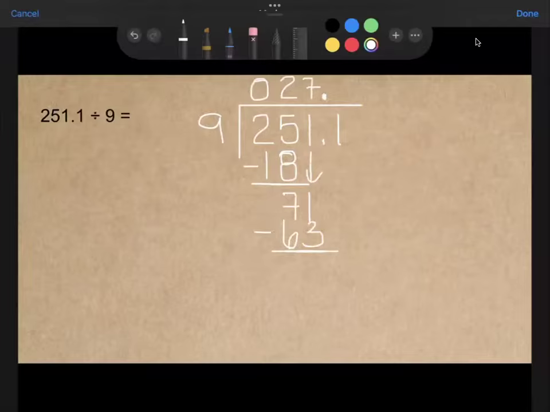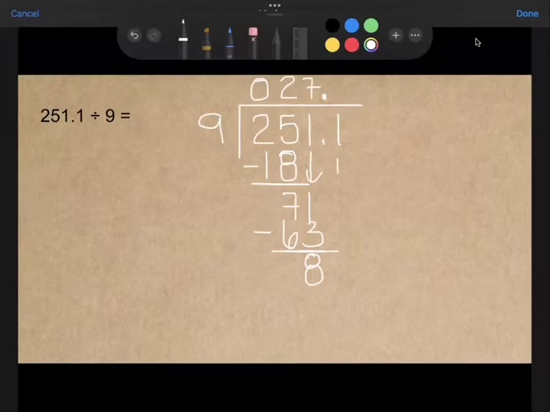Okay, again, this is a subtraction that might require a little regrouping, but when you take 71 and you minus 63, you end up with 8. Again, if it's been a while since you've done this type of division and you want to see how it's done in more detail, check out some of my earlier videos about dividing with whole numbers.